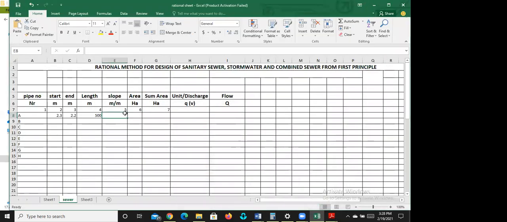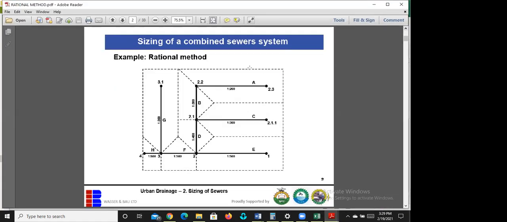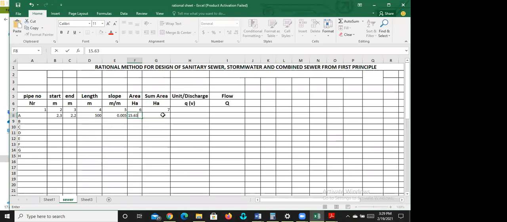So what we now do is we say the slope here is 1 in 200, which is equal to 1 over 200. This is the slope. Here is 2.2. Now let's finish this one. The area is 15.63 hectares, I guess. Yeah, that is this area. Look at the boundary of A. It is 15.3 hectares. So the point now is, what is it contributing? What flow is coming from that catchment to conduit A, to pipe A? What is the flow pipe A is expected to carry? Okay, so this is it.